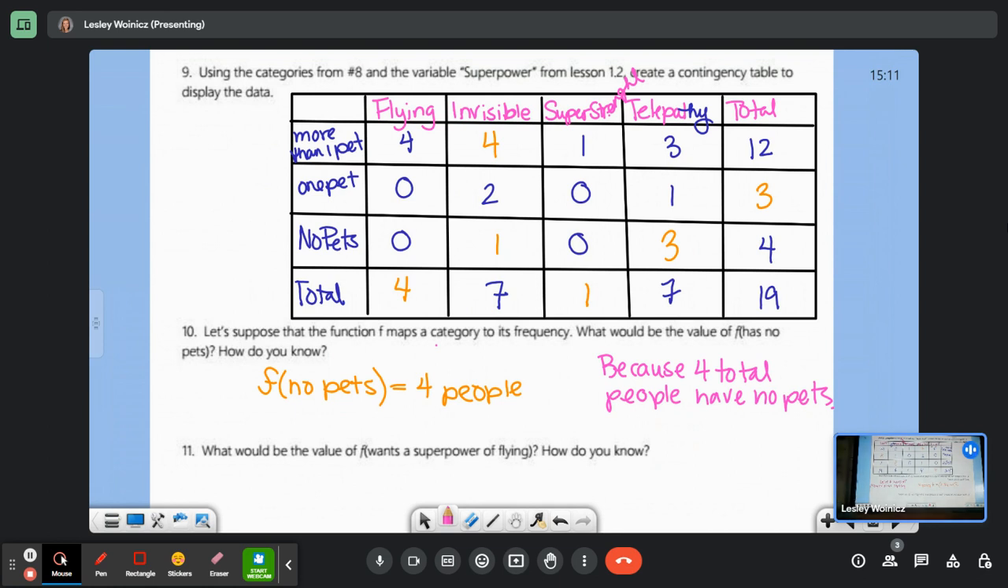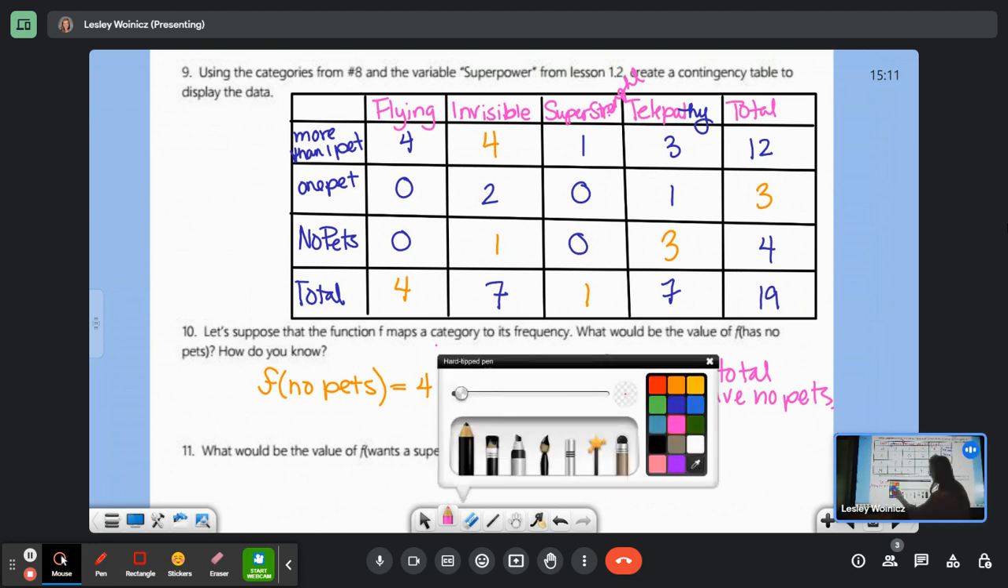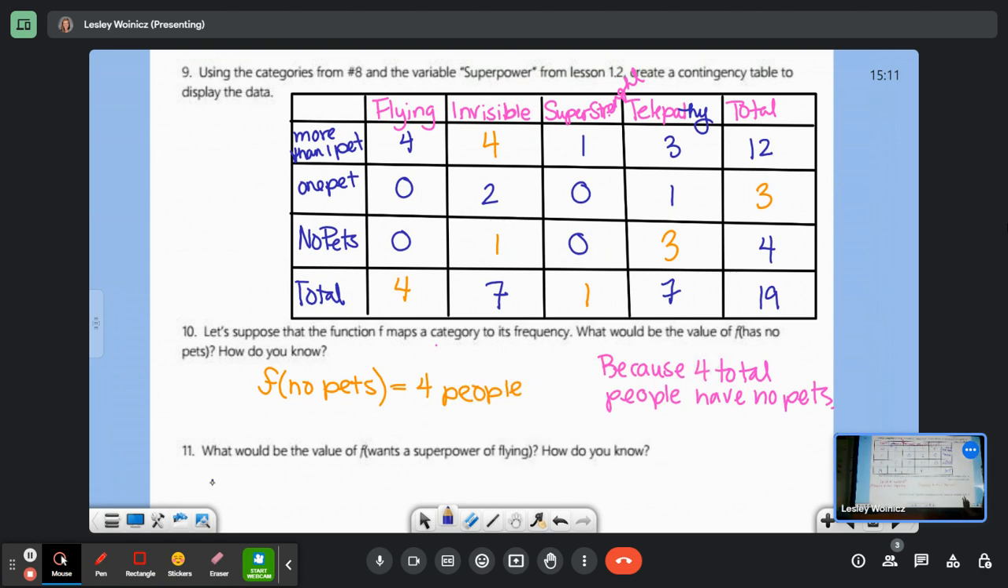Okay, what about the value of f for wants a superpower of flying? Can we just call that f of flying? Yes. f of flying. What is f of flying? 4. Because when we add up all of the flying cells, we get 4.